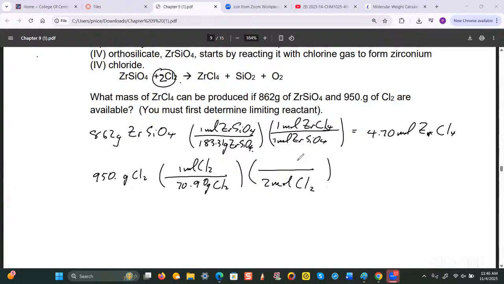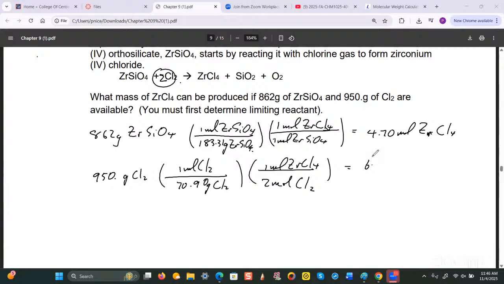All right? And what goes up top here, as a numerator? 1 mole of ZrCl4. Okay, so let's see what that gives. 950 divided by 70.9 divided by 2. And according to my calculation, this works out to be, when rounded to 3 sig figs, 6 point.